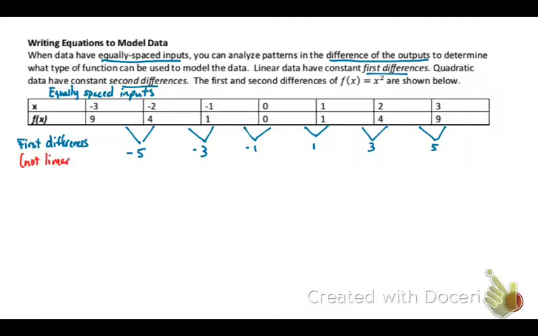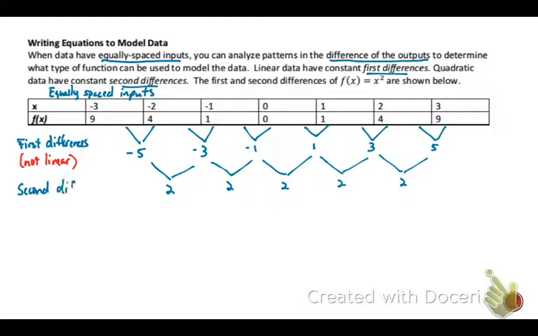So notice we call these the first differences between the outputs, and they are not constant. So this does not indicate a linear relationship. But let's look at the differences of the differences, or the second differences. So take the difference in front, negative 3, and subtract a negative 5, which gives you 2. And another difference of 2, and 2, and 2, and 2. So for our second differences, these are constant. This indicates a degree 2, or quadratic, relationship.